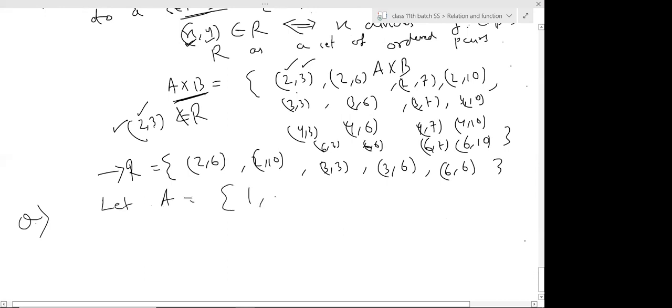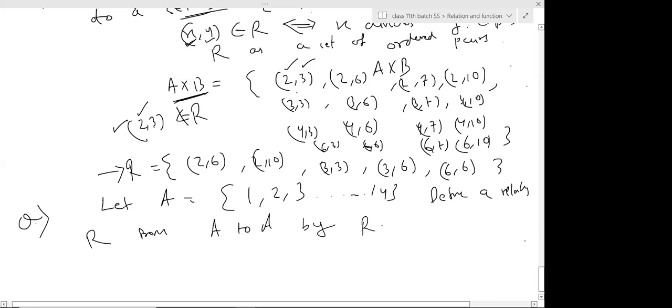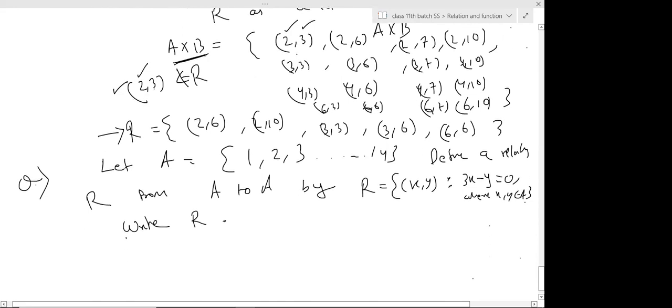Let me give you another question. Let A equal 1, 2, 3 till 14. Define a relation R from A to A by R equals {(x, y) such that 3x minus y equals 0}, where x, y belong to A. All right, please try this question by yourself.